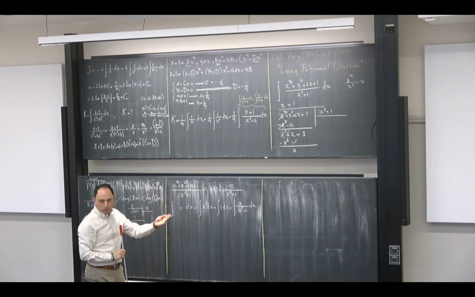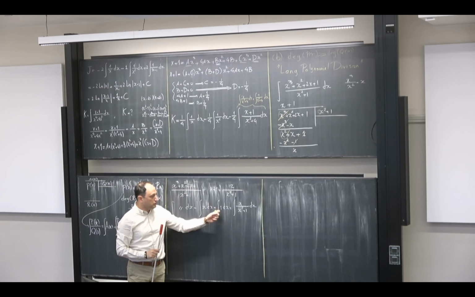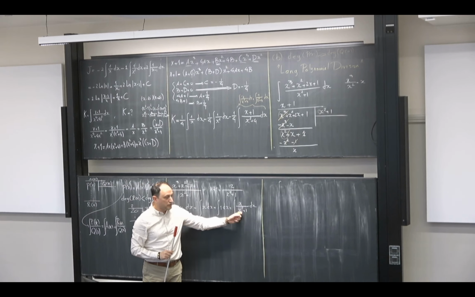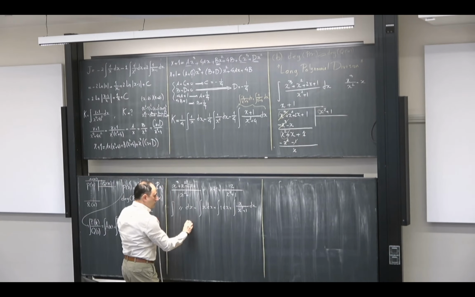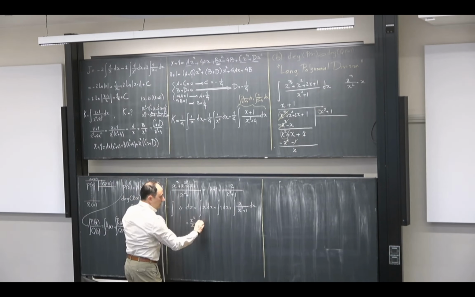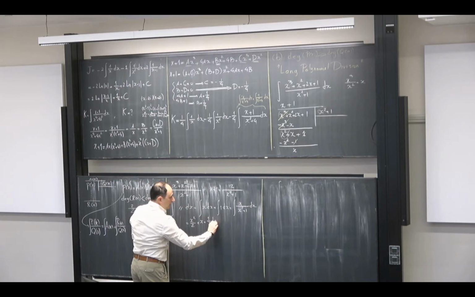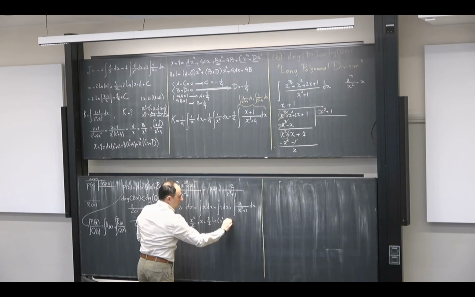All of them are doable. This is x squared over 2, this is x, and this is what we just learned today. This is 1 over 2 ln of this expression. So this is x squared over 2 plus x plus 1 over 2 ln of x squared plus 1, and then plus the constant c.